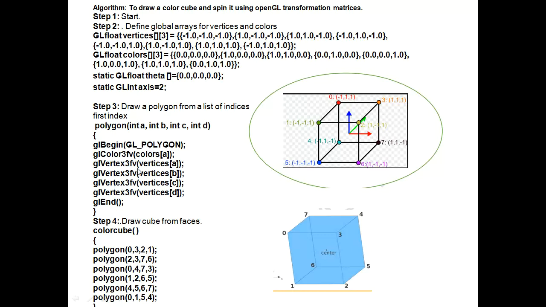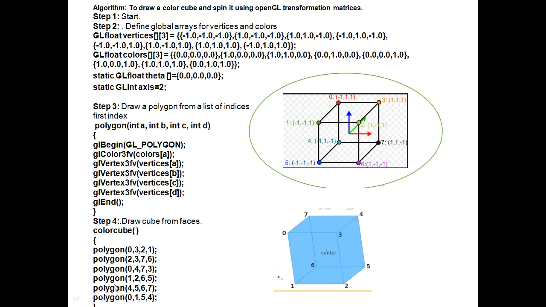You can observe what is f of a. A is nothing but 2. What is f of 2? It is 1.0, 1.0, minus 1.0. Whereas the next one is 3. What is f of 3? Here, it is minus 1.0, 1.0, minus 1.0. This is 3, and then 7, and this is 6. So it makes this particular polygon. Like this, it makes the 6 polygons to make a color cube.